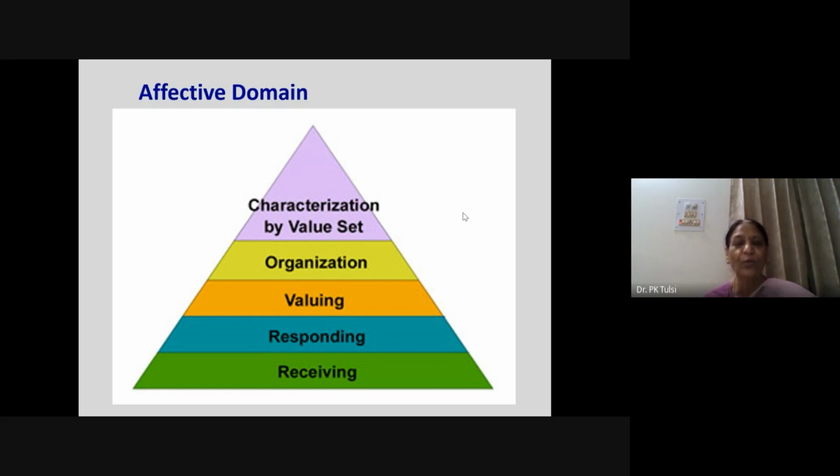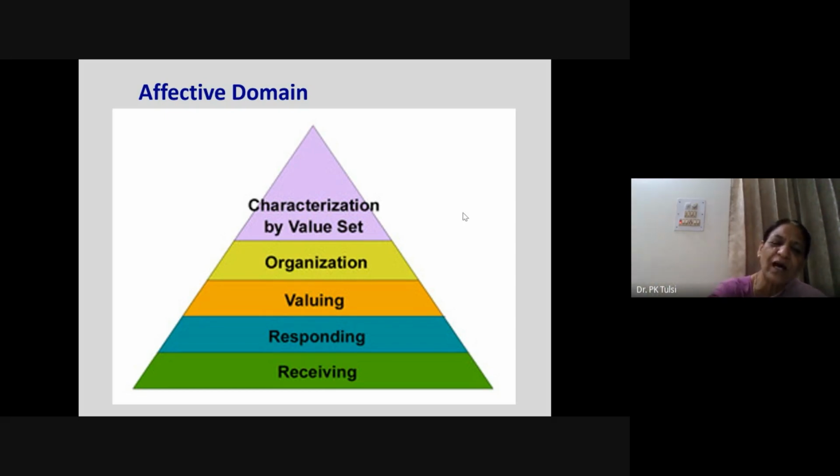So when we say non-violence, Mahatma Gandhi, right? When we say social work, we say Mother Teresa, right? Why do we use only two names? There are many people who are adhering to the principle of non-violence or who are doing good social work. But these two persons are the epitome of these two things, personified these two values. So this is where the value set is characterized.